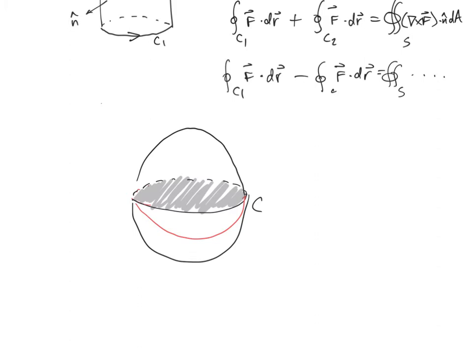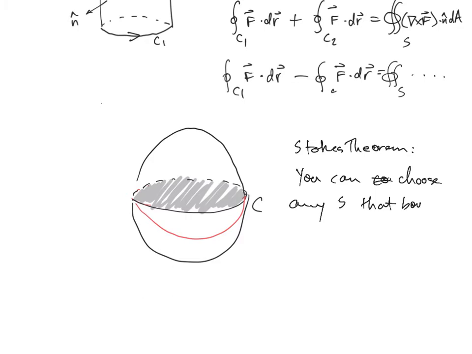So the beauty of Stokes' theorem is you can choose any surface S that bounds C as long as it is compatibly oriented. Compatibly oriented.